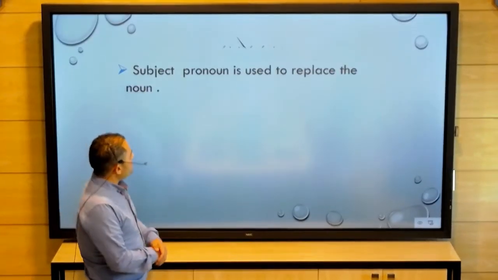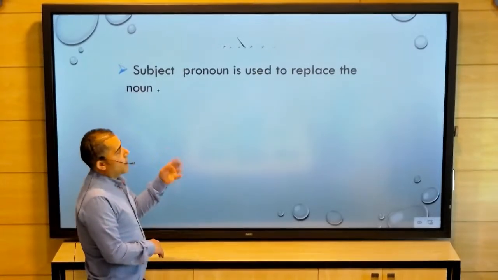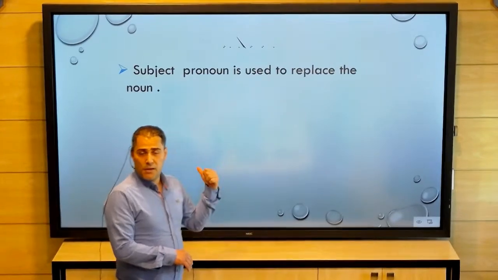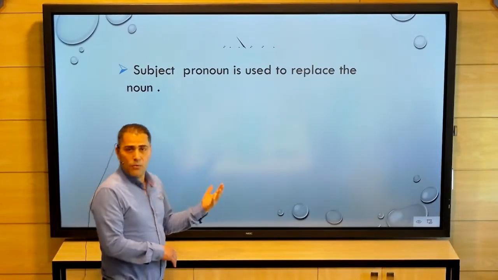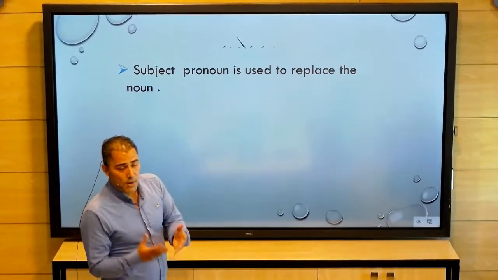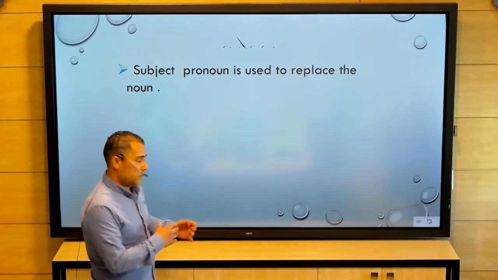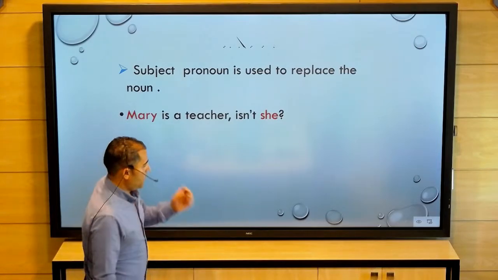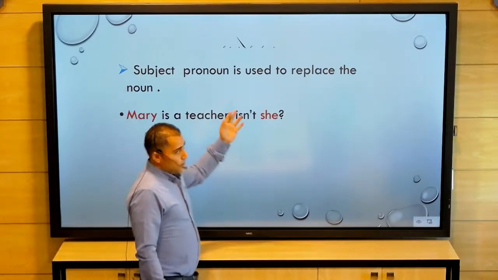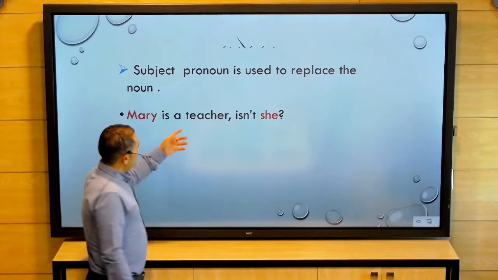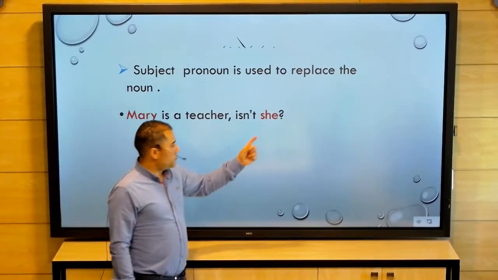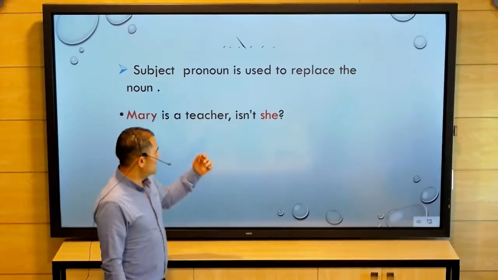Now, a subject pronoun is used to replace the noun, as we saw earlier with the example with Alice. Alice is a noun. We replace it with a subject pronoun suitable or appropriate to her. So we can't put a noun, okay? We can't put the noun. We have to put a subject pronoun. Mary is a teacher. Okay, we have to replace Mary with the appropriate subject pronoun for it, which is she. Mary is a teacher, isn't she?